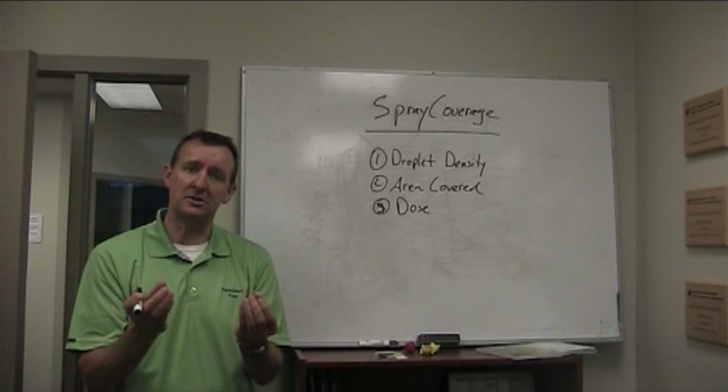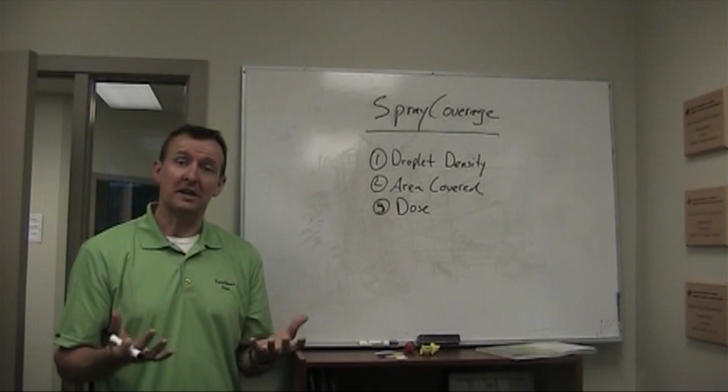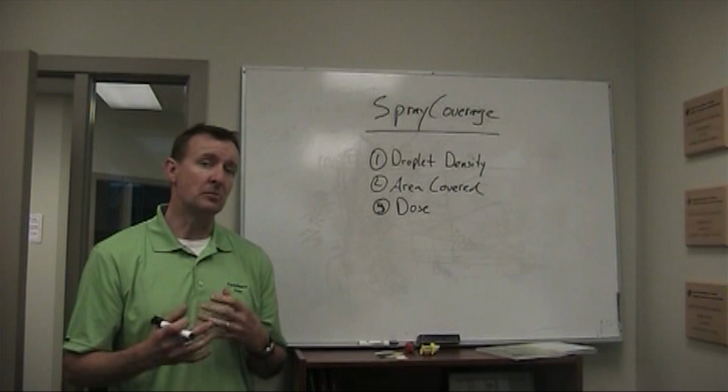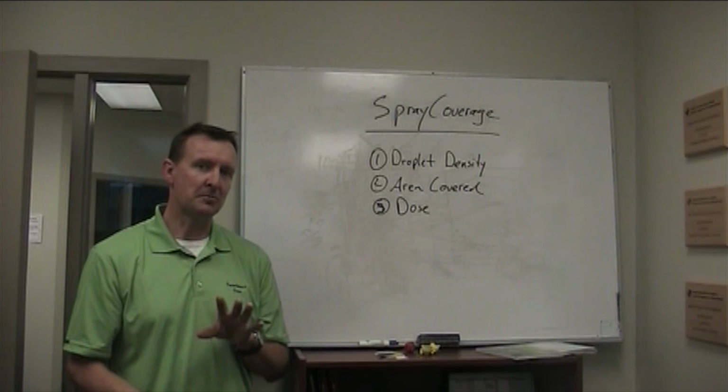So those are the two pieces of advice. So a key is get some water sensitive paper, put it down, do some quality assurance, and if you need more coverage, you can achieve that with more water, finer droplets, I think we know that, but very importantly for dense and mature canopies, more water and slower travel speed are the key elements here.